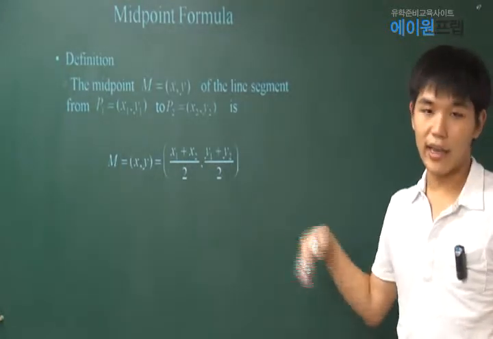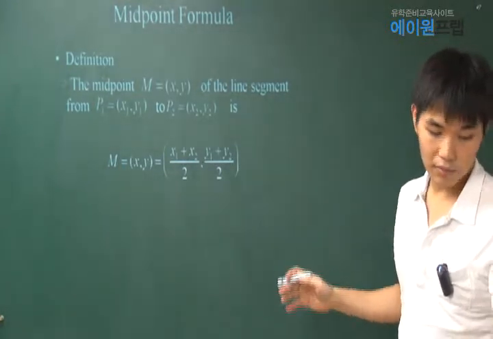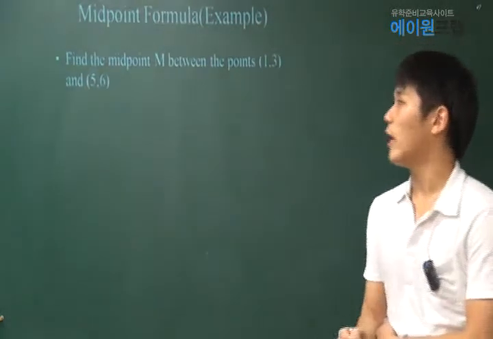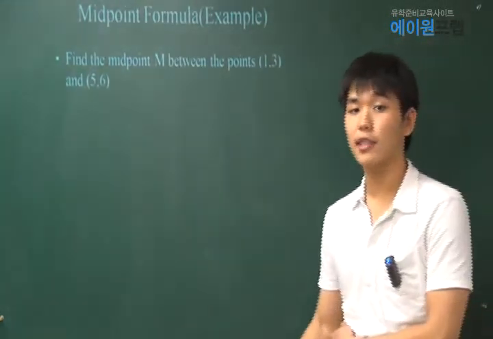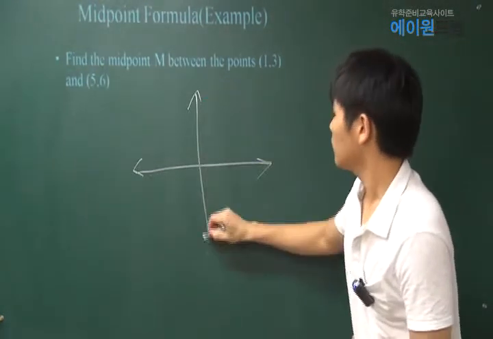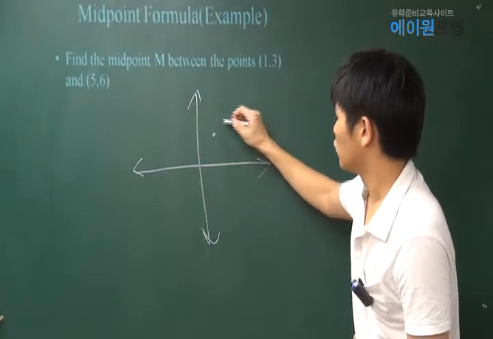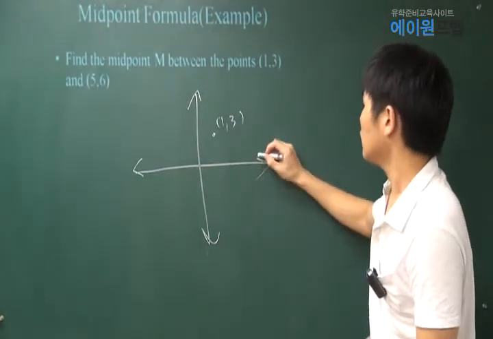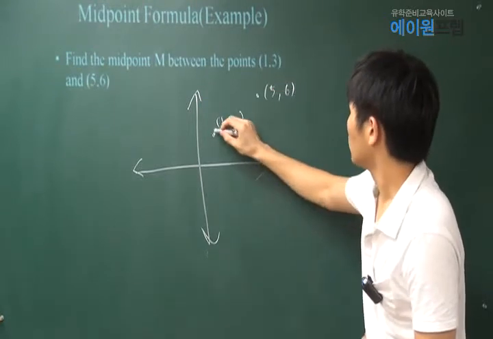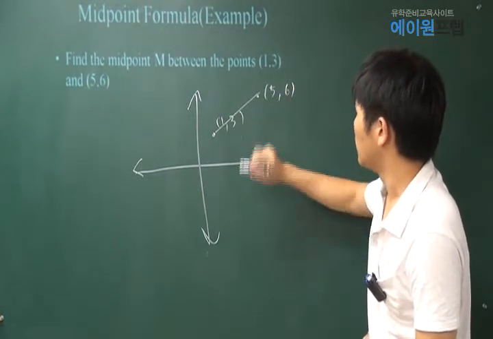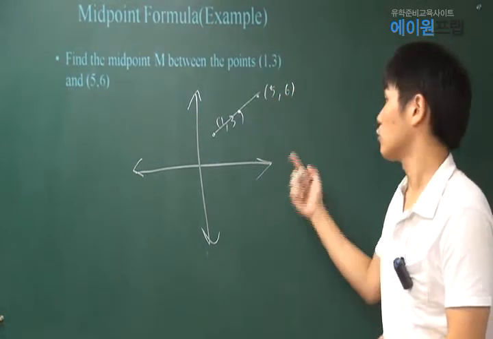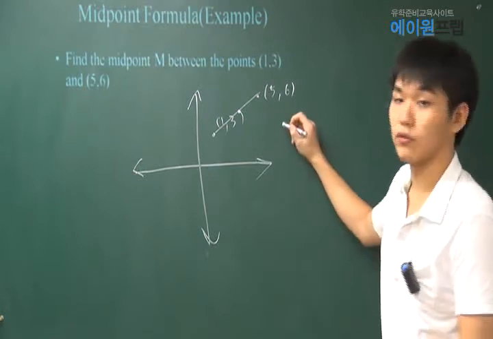Okay? So midpoint again is the middle point of a segment. So let me show you what that means. Okay? So in this example it says find the midpoint between the points 1, 3 and 5, 6. Again, let me draw the coordinates out. 1, 3 should be around here. 5, 6 should be around over here. Again, we can draw a straight line, which shows the distance, and the midpoint should be around here in terms of this graph. So let me use the equation first.